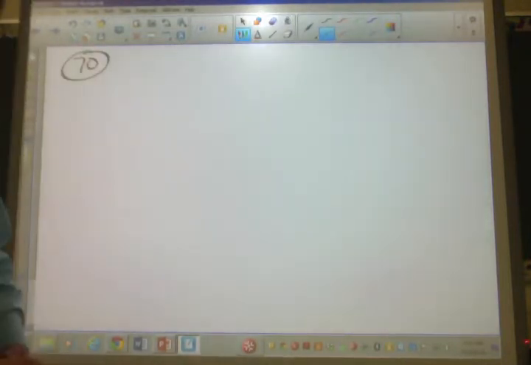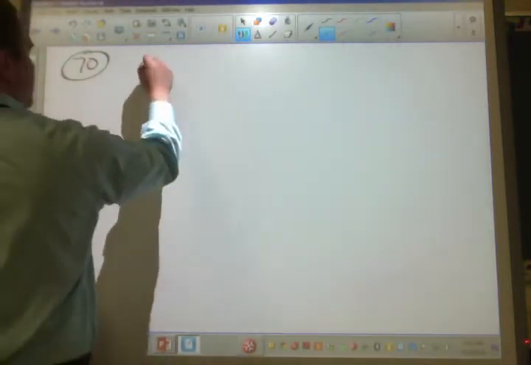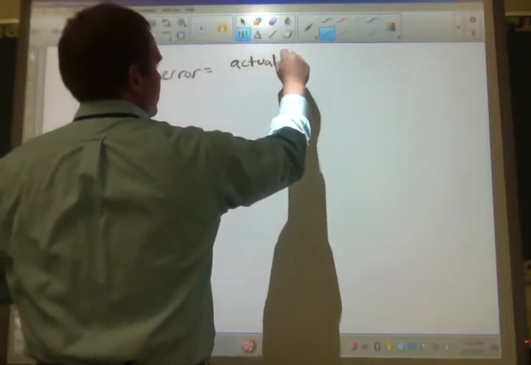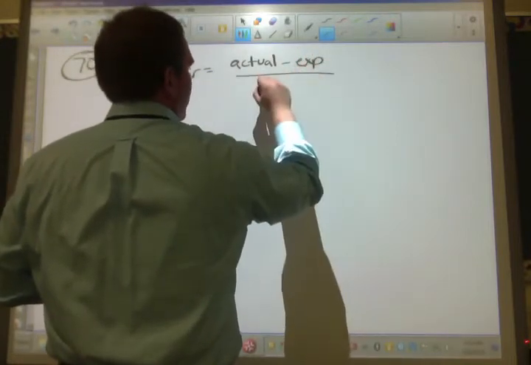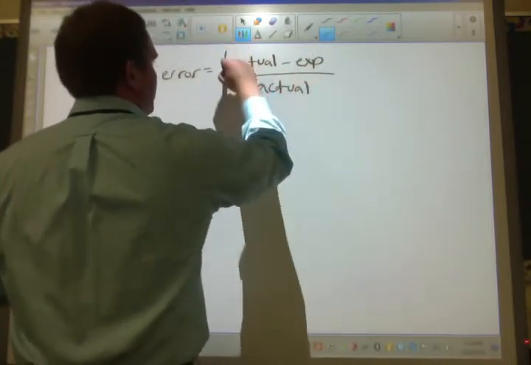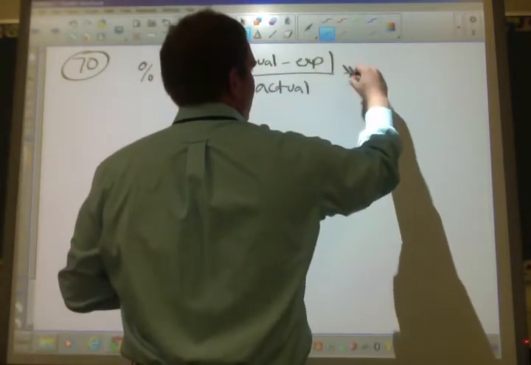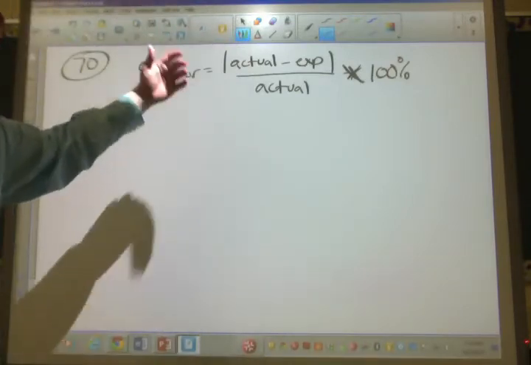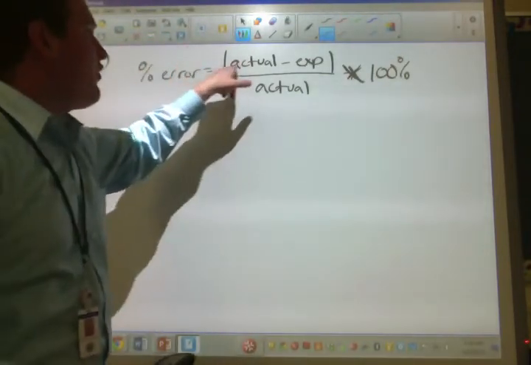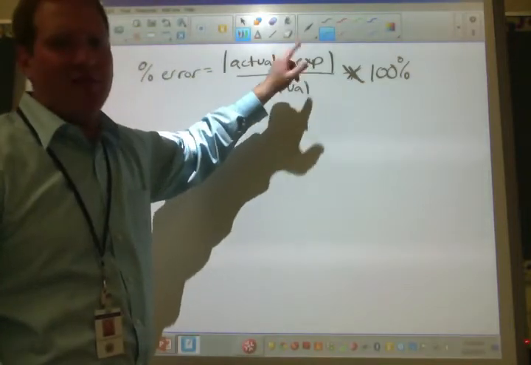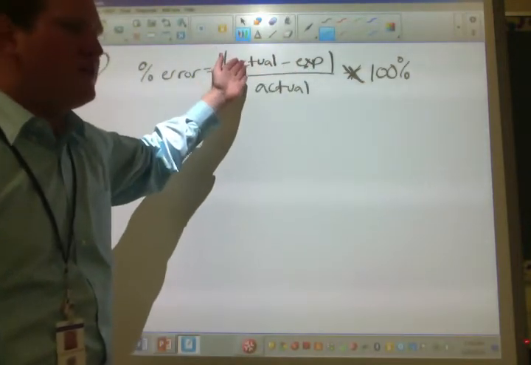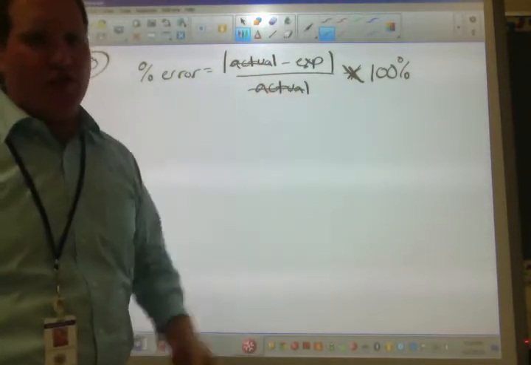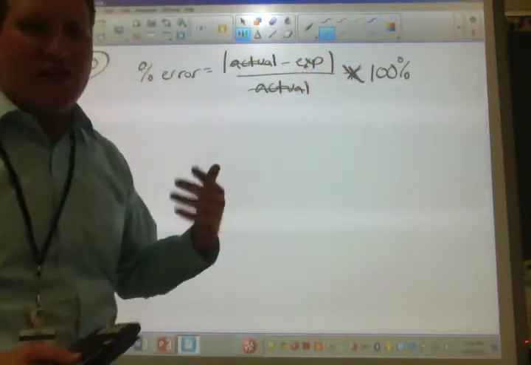70. Percent error equals actual minus experimental over actual, but that's an absolute value, times 100%. Now sometimes we use the terms actual or theoretical here. Basically, it's how far off you were. This is what you recorded in lab. It's how far off you were from what it should have been. So this is sometimes called theoretical, divided by what it should have been, which is theoretical. And because that's absolute value, if you get a negative, just make it positive.